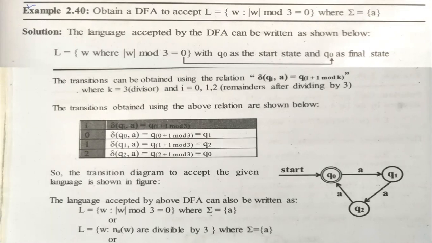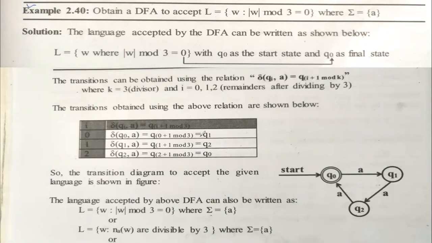Clear? From the question itself, we can identify the final state. The remainder is 0 here, right? The k value is 3, and we have 0, so Q0 will be the start state and also the final state. The i values are 0, comma 1, comma 2, because the k value is 3 and k minus 1 gives the possible values. So Q0 will be the final state, the possible i values will be 0, 1, 2, and the k value is 3 exactly.